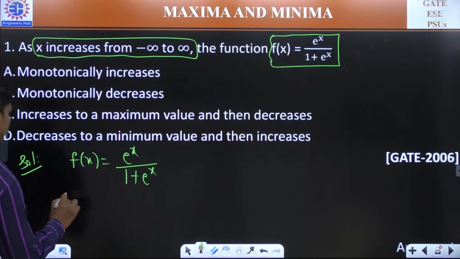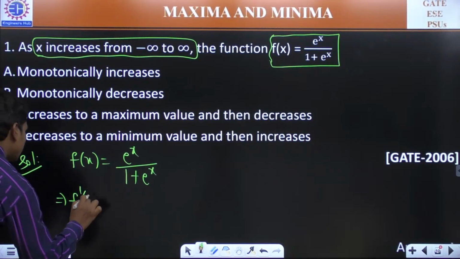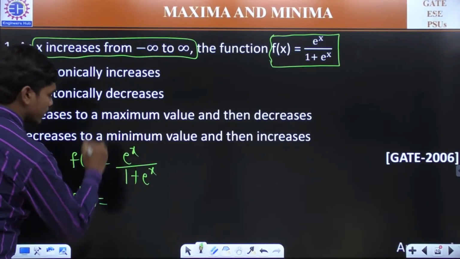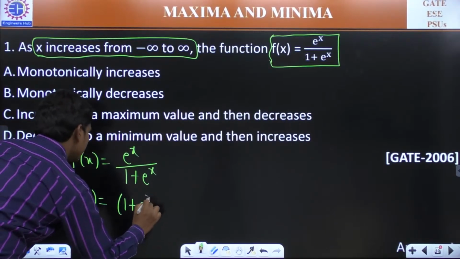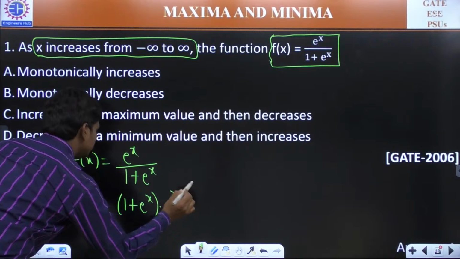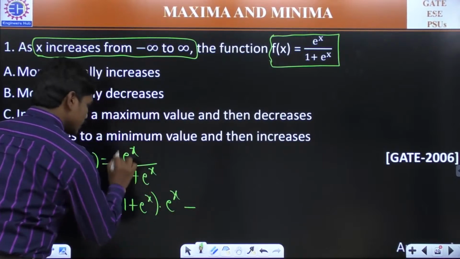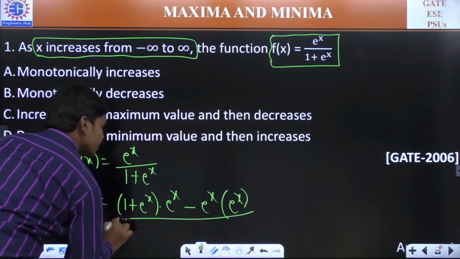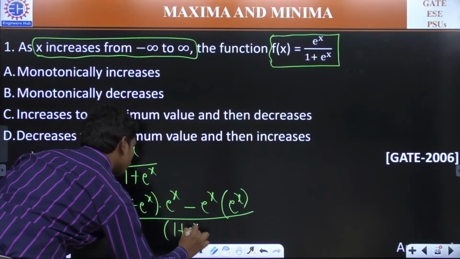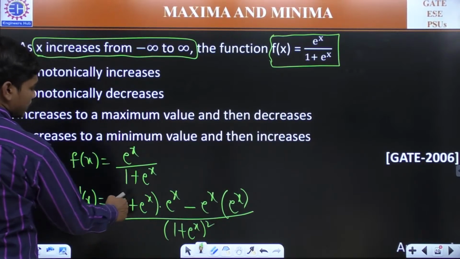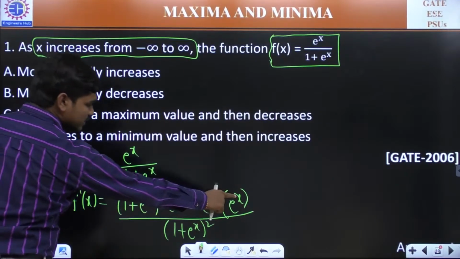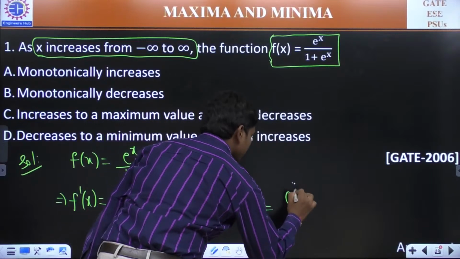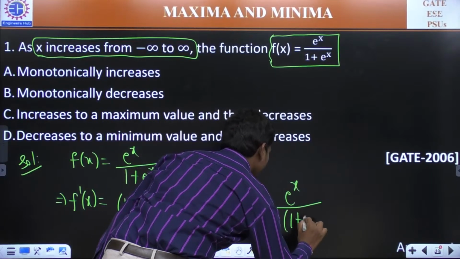So let us calculate. This implies f dash of x is equal to, using the formula for differentiation of a ratio of two functions, denominator function into derivative of first function, which is e power x, minus numerator function into derivative of denominator function, by square of denominator function. This is what we have. Correct? If you multiply, this e power x into e power x and this minus e power x into e power x get cancelled, and this expression will give you e power x divided by 1 plus e power x whole square.